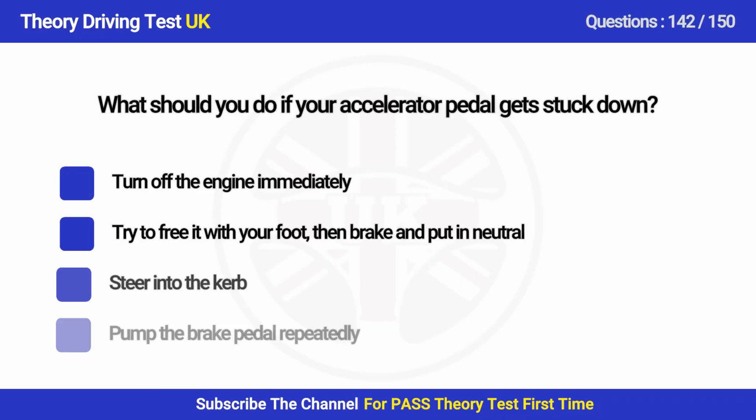Question 142. What should you do if your accelerator pedal gets stuck down? A. Turn off the engine immediately. B. Try to free it with your foot, then brake and put in neutral. C. Steer into the curb. D. Pump the brake pedal repeatedly.